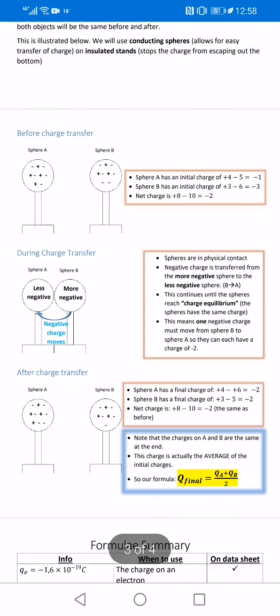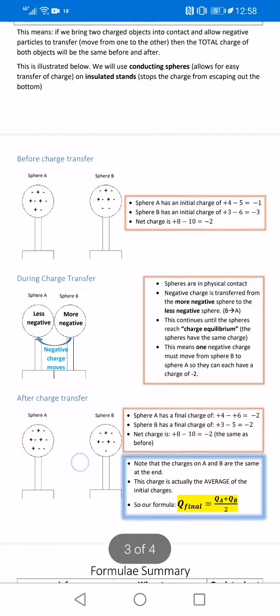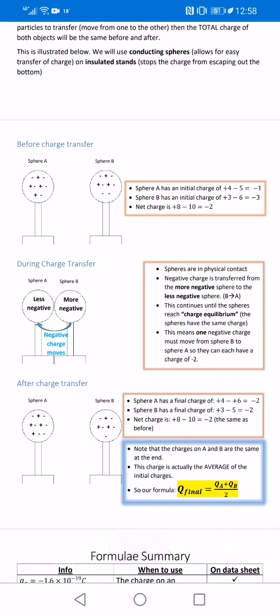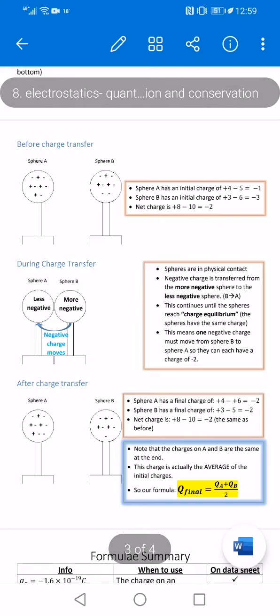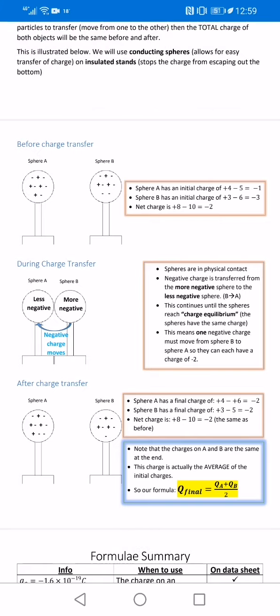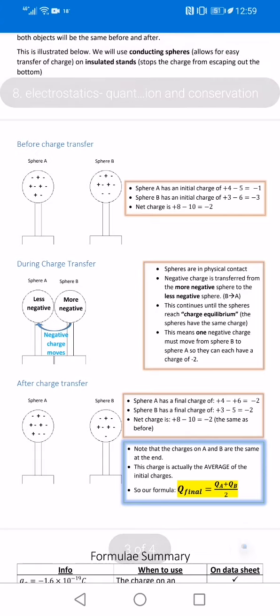Okay. So your charge transfers, your electrons transfer from the more negative to the less negative object, and they will keep transferring until your objects reach charge equilibrium. So that is, your objects will end up with the same charge. For this example, sphere B had a charge of -3 and sphere A had a charge of -1. So in order for them to have the same charge, they must each have a charge of -2, right?